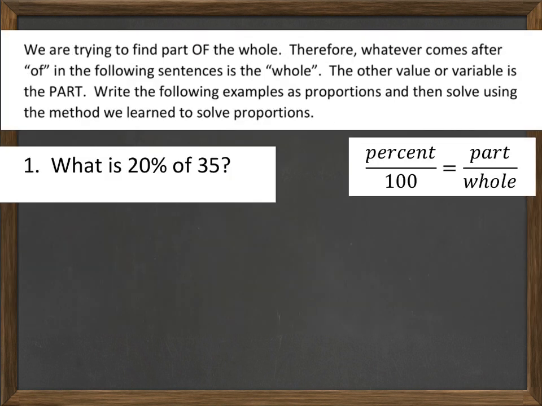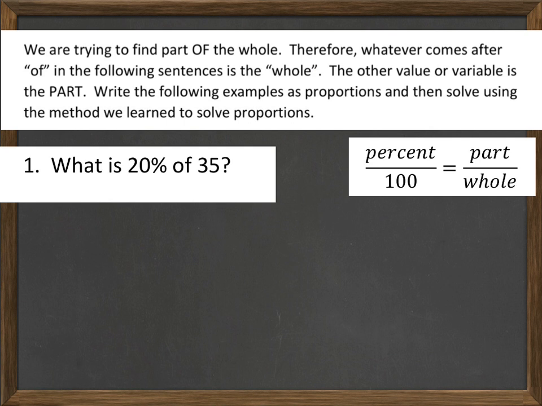So first, before we do our first example, I want to remind you that we're trying to find part of the whole. Therefore, whatever comes after the "of" in the following sentence is going to be the whole. In other words, it's going to go in the denominator of our fraction. The other value or variable is going to be the part. So we have to write the following examples as proportions and then solve them using the method we learned to solve proportions. And if you need to, you can always go back and re-watch that video.